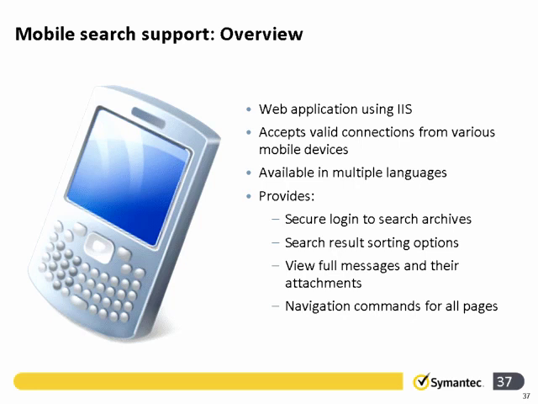The users of the mobile devices can use a secure login to search their archives and search the results. They can also view the full messages and the attachments. They also have the capability of navigating the pages using provided command options. The mobile search capability will allow you to search not only your single archive, but also multiple archives on multiple Enterprise Vault servers that are within a single Enterprise Vault site. The mobile search can be installed with or without the BlackBerry Enterprise Server if your mobile device is a BlackBerry device.